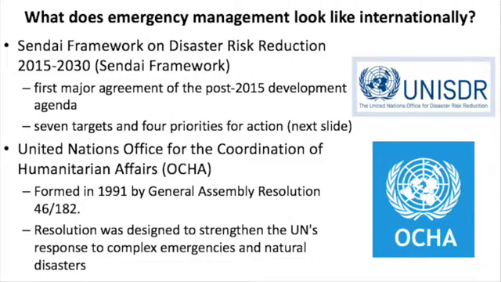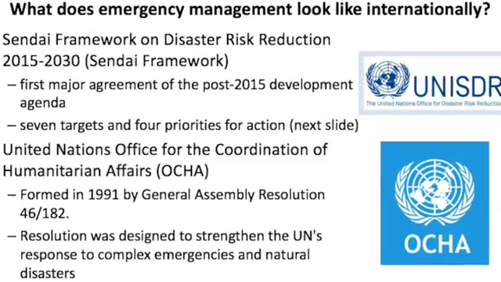So we've already touched a little bit on what emergency management governance looks like internationally, so I'm not going to go into a huge amount of detail. We have touched on the United Nations Office for the Coordination of Humanitarian Affairs because we talked about how that office came about historically through the General Assembly resolution in 1991, and that it was designed to strengthen the UN's response to complex emergencies and natural disasters.